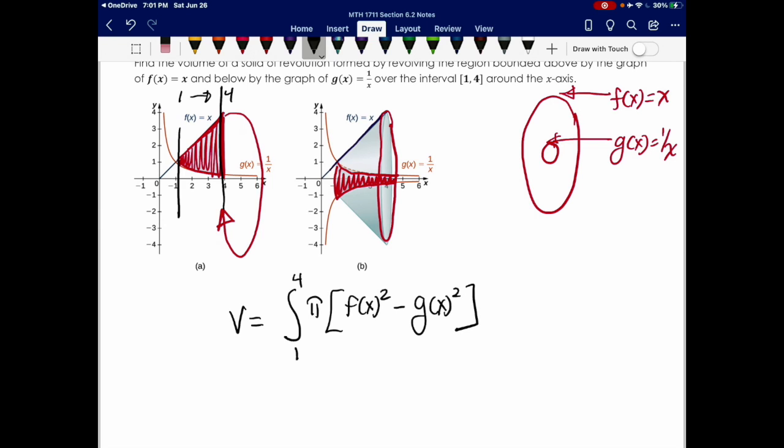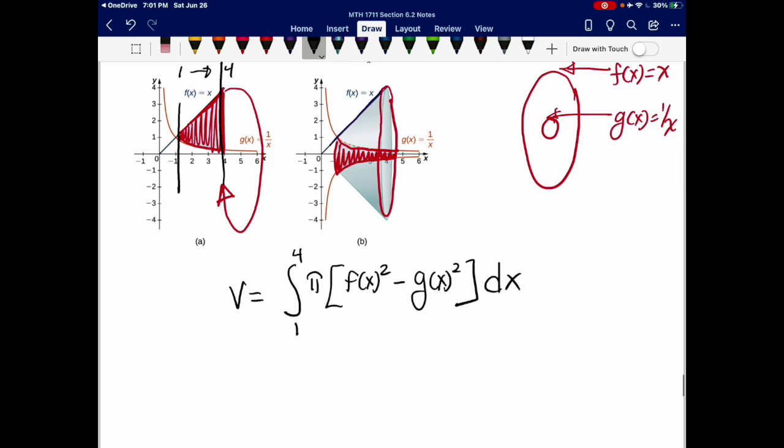Then we're going to take pi times f of x squared minus g of x squared. It's going to be the difference in the radius for those two functions to create that hole. And then this is in terms of x, so we're going to write our dx.